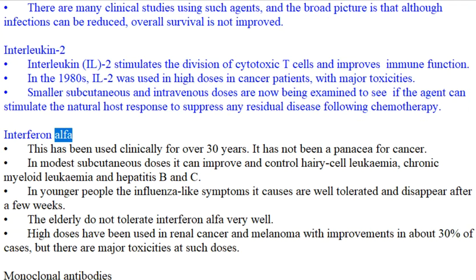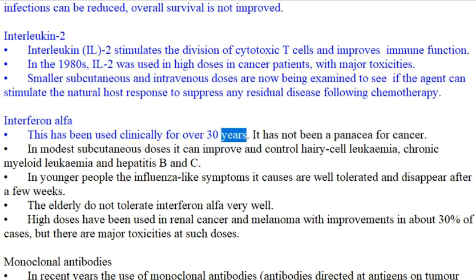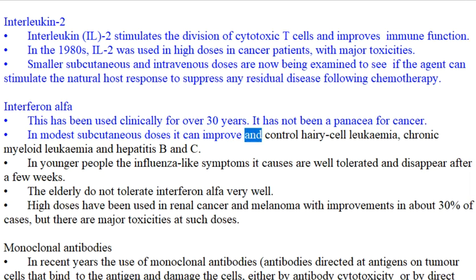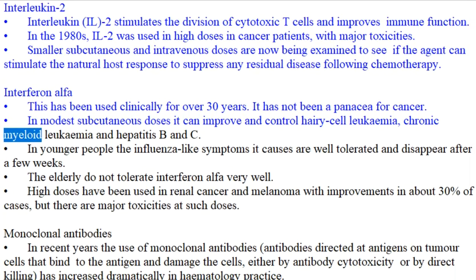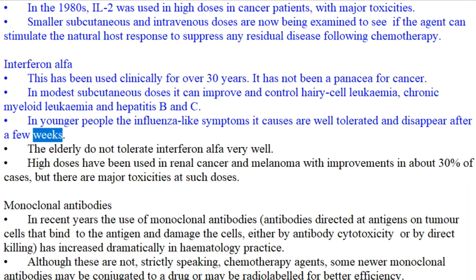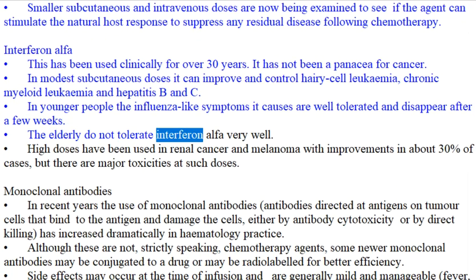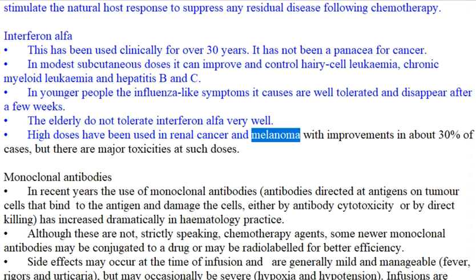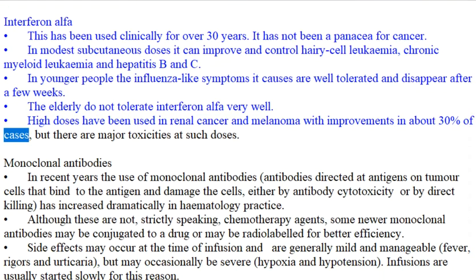Interferon alpha. This has been used clinically for over 30 years. It has not been a panacea for cancer. In modest subcutaneous doses it can improve and control hairy cell leukemia, chronic myeloid leukemia and hepatitis B and C. In younger people the influenza-like symptoms it causes are well tolerated and disappear after a few weeks. The elderly do not tolerate interferon alpha very well. High doses have been used in renal cancer and melanoma with improvements in about 30% of cases, but there are major toxicities at such doses.